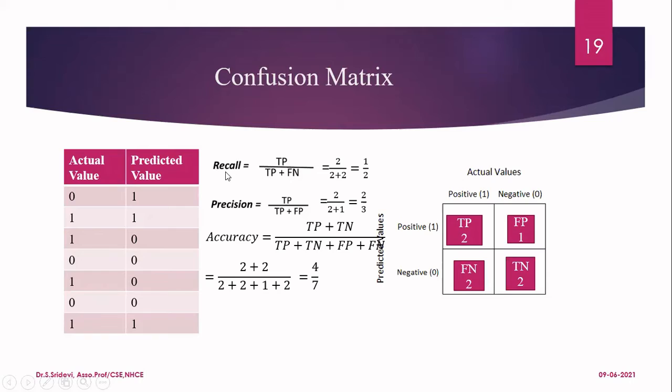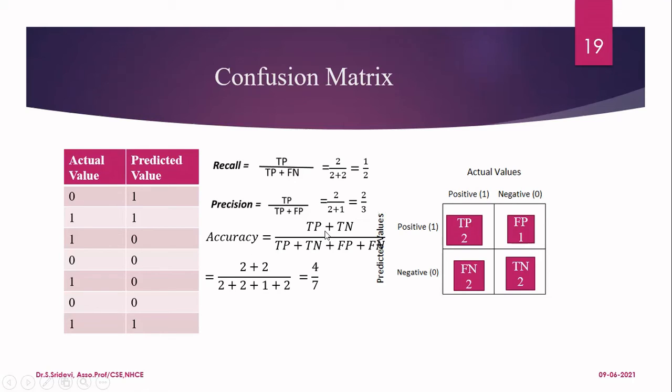Now apply the formulas and calculate the value of recall, precision, accuracy, and so on. Recall is TP divided by TP plus FN. Here TP is 2 and FN is 2. So I get 2 divided by 4, that is 1 by 2 for recall. And precision is TP divided by TP plus FP. TP is 2 here and FP is 1. If you apply this formula, you will get 2 by 3.